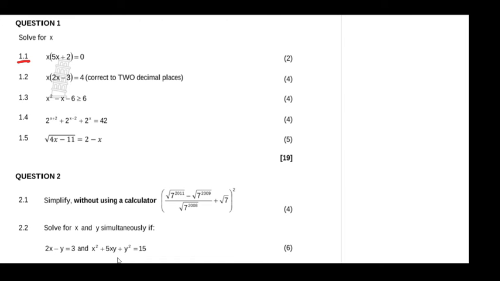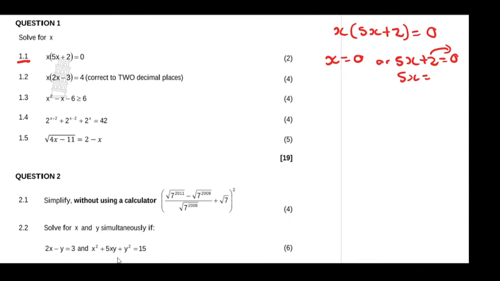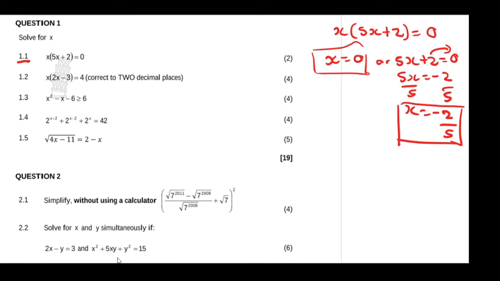So we have x into 5x plus 2 equals to 0. So what we're going to do is we're going to say x is equals to 0, or 5x plus 2 is equals to 0. Then transpose the 2 to the other side. We have 5x is equals to minus 2. Divide by 5 both sides. We have x is equals to minus 2 over 5. So these are our solutions of x for this problem here. I guess it looks simple, right?